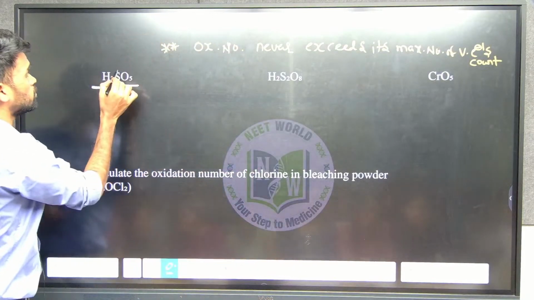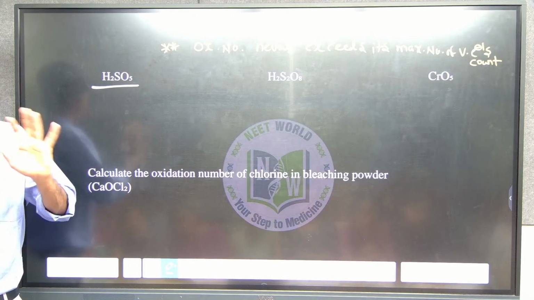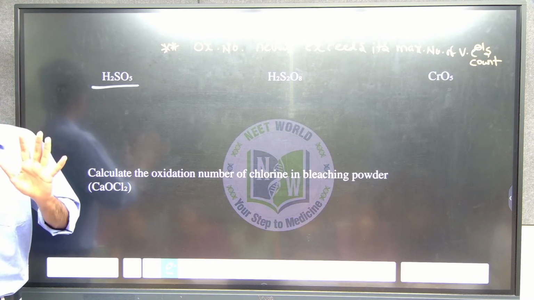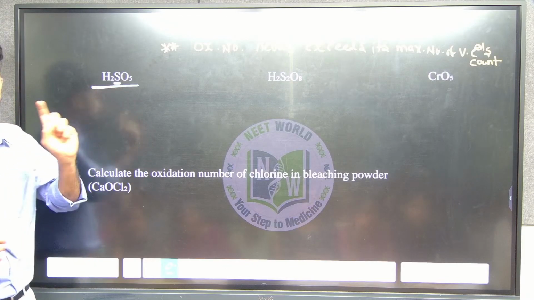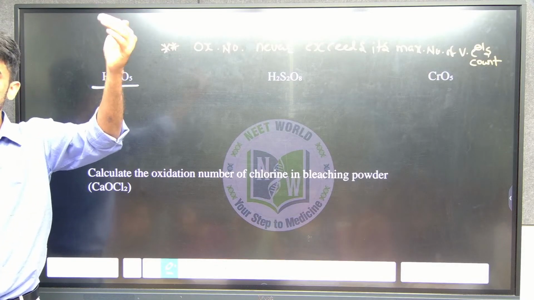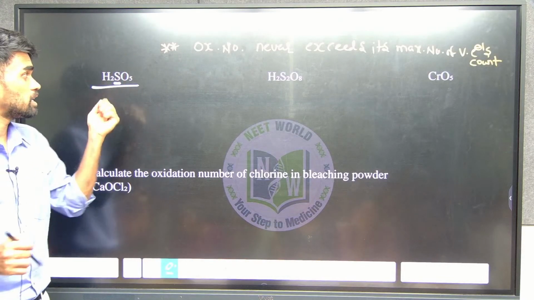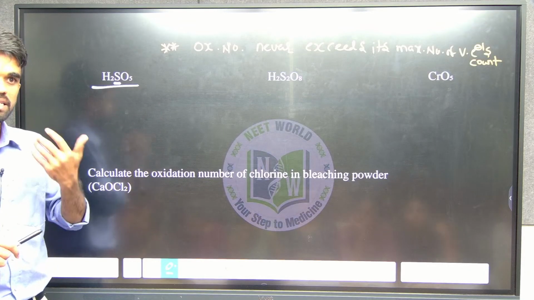For the sulfur atom, how many valence electrons do we have? It is in the 16th group, so you will get 6 valence electrons. So the sulfur oxidation state can never be greater than 6. But if you calculate and get +8, it means it is wrong.